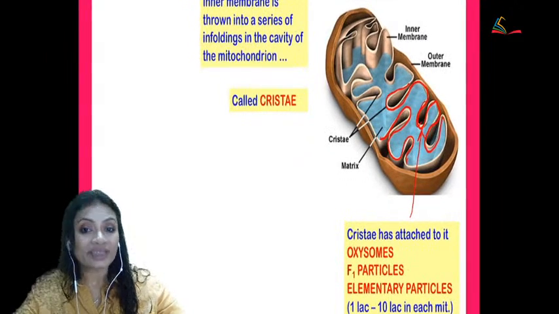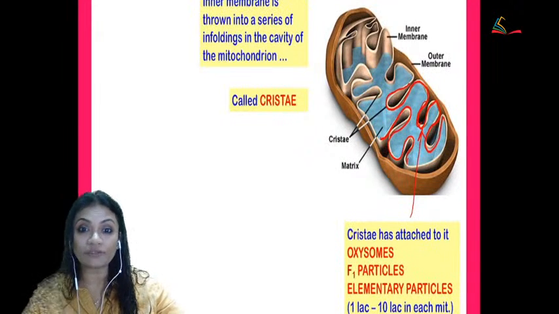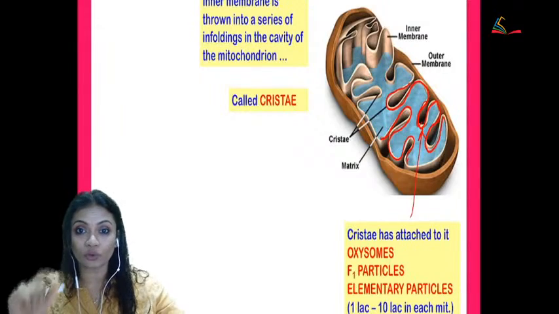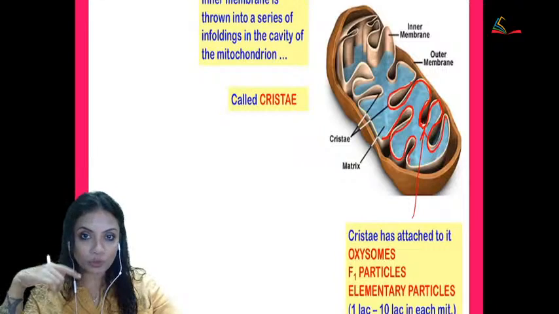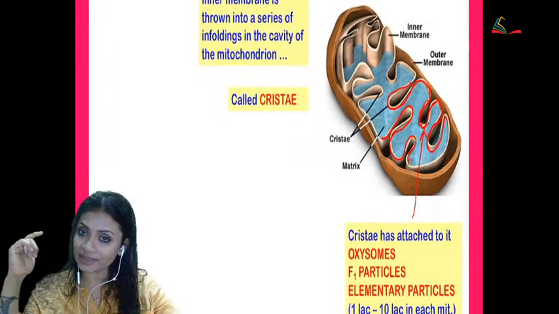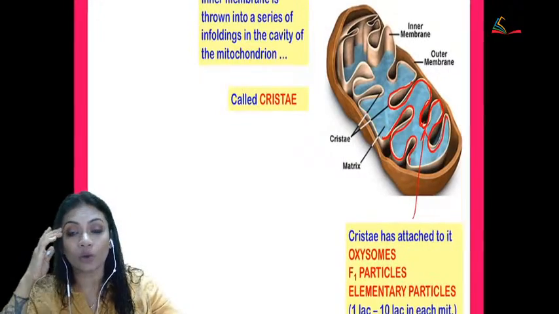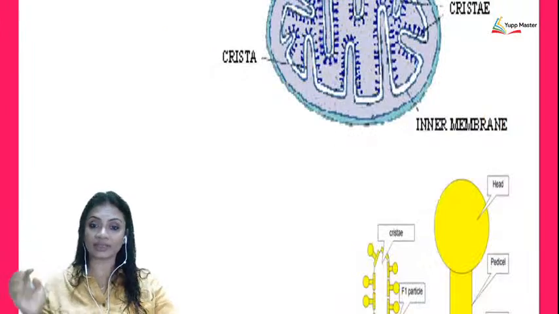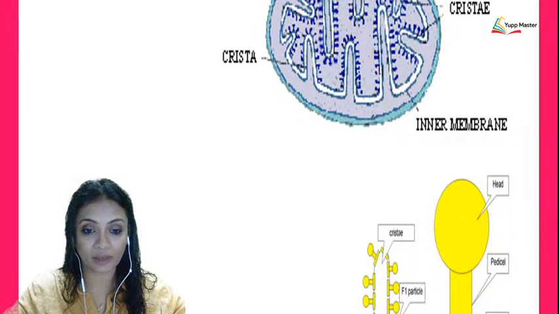Now we see that there are around 1 lakh to even all the way up to 10 lakh of those oxysomes in each mitochondria. The next question will be, how exactly do these oxysomes or F1 particles look? So let's see that. Look at this structure here. Can you see this structure here? Let's give it a break.